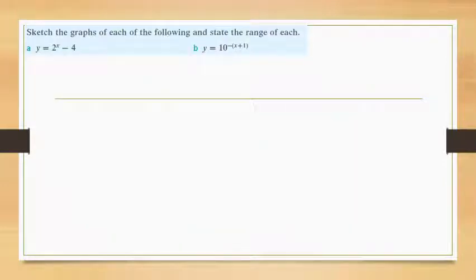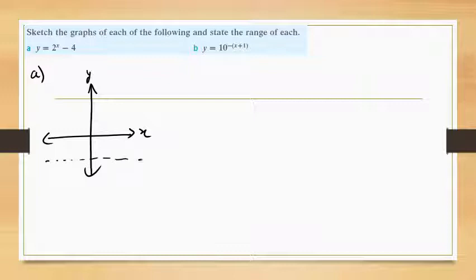Okay, sketch the graphs of each of the following and state the ranges for each. Alright. So a, we have 2 to the power of x, but it's shifted down by 4. Now, one of the things that I didn't exactly mention before is there's an asymptote on all of these exponential functions. So, whatever this value is, that's also an asymptote. So negative 4.